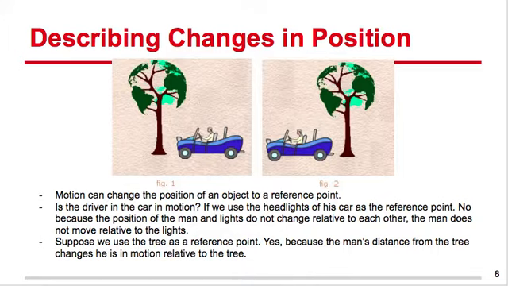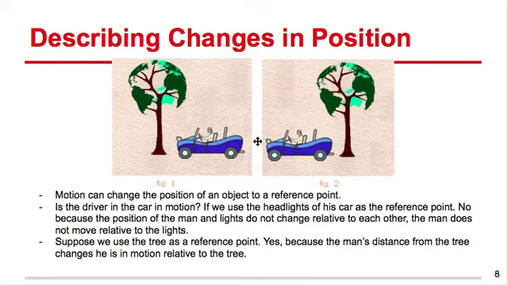Describing changes in position. Motion can change the position of an object relative to a reference point. Again, motion is the change of position. Is the driver in the car in motion? If we use the headlights of the car as a reference point, no, because the position of the man and the headlights do not change relative to each other. So in both pictures here are my headlights, here's the man in the car. They're going to be the same distance apart in both pictures. So in relation to each other, they did not move.